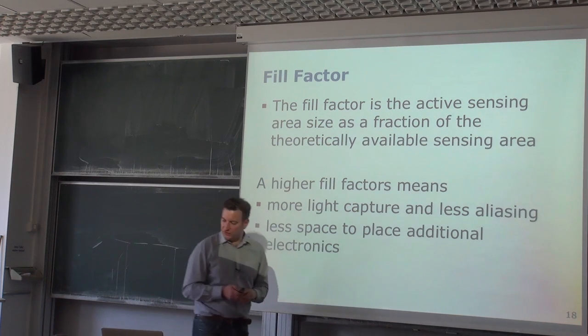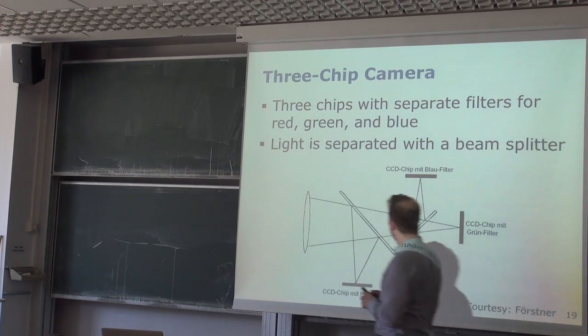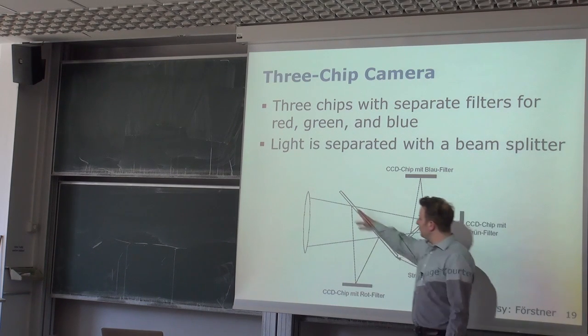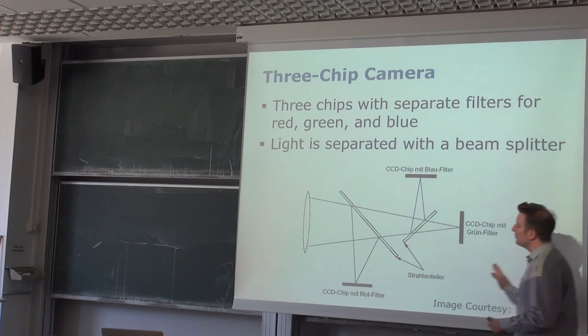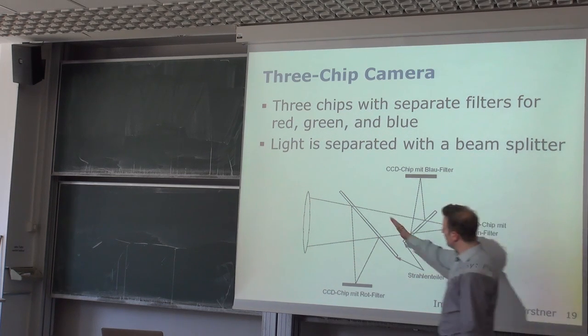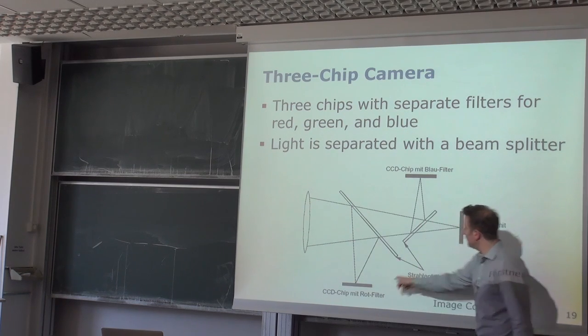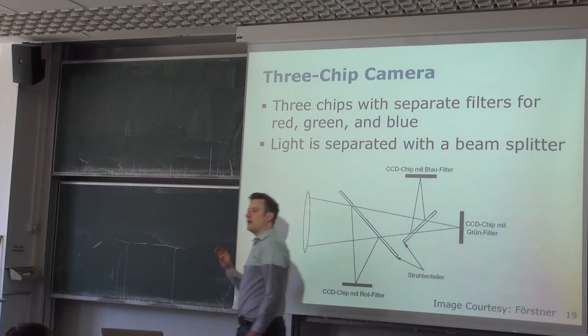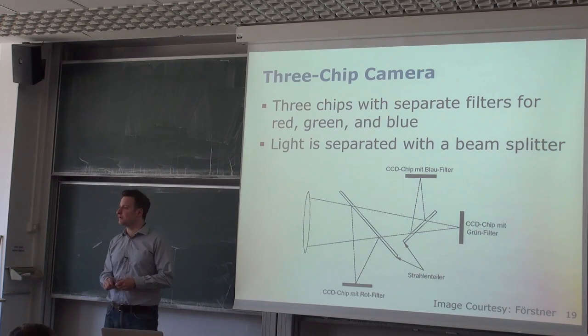What we actually can do is we can use semi-transparent mirrors, or Strahlenteile in German, which reflect parts of the light. So you can make one over here, the other one over here, and then simply place 3 chips over here. One has a green filter, one has a red filter, and the other one has a blue filter.